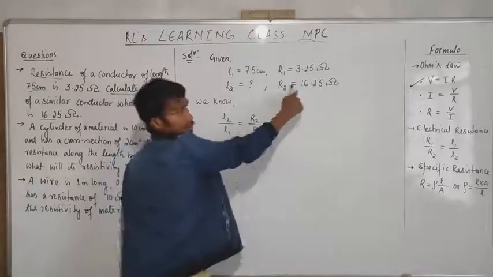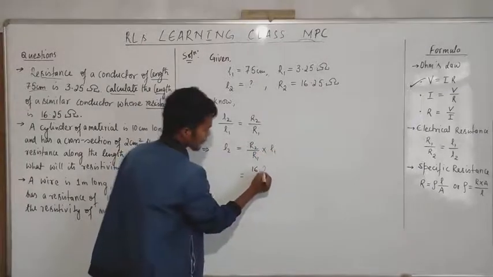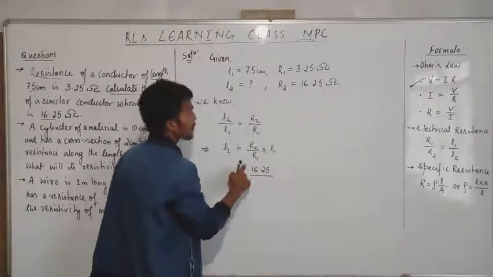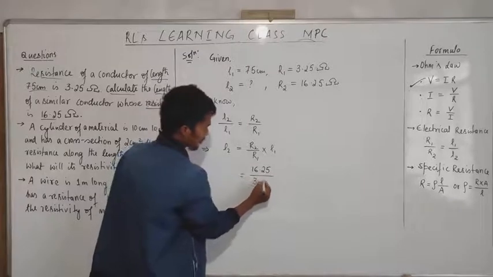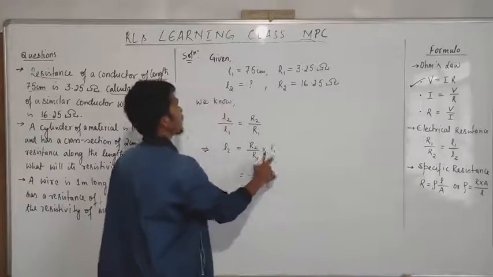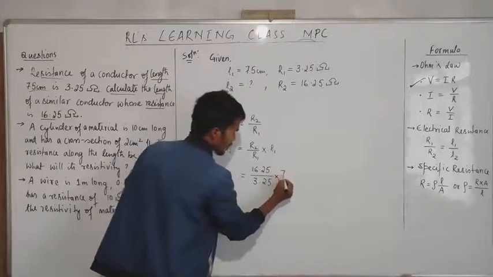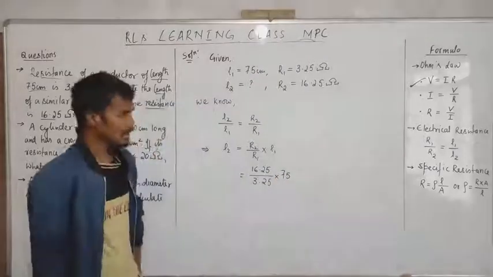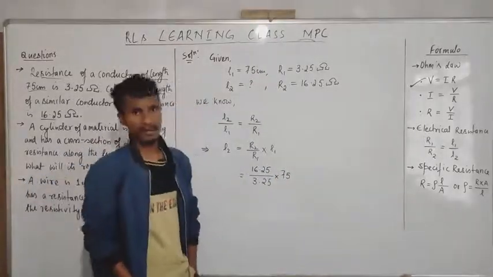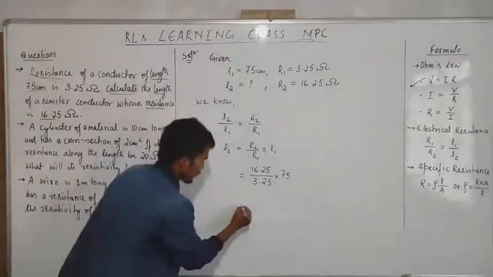R2 will be 16.25. Then I'll put here 16.25. Then R1 will be 3.25. Then L1 here will be 75. Now we'll do the cancellation and then multiply, then we get the answer.